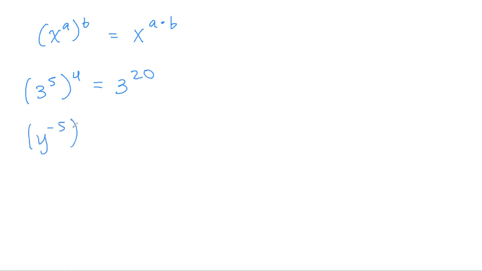Okay, so now let's do some other examples, specifically talking about the power rule, which is like a to the b, to the power of c. This is equivalent to a to the b times c. So for example, if I had 3 to the 5th, to the 4th power, this is the same thing as saying 3 to the 20th power. Or if I had y to the negative 5, and then to the power of 7, this is y to the negative 35. And again, I'm going to write this as a positive exponent, so that's 1 over y to the 35th.